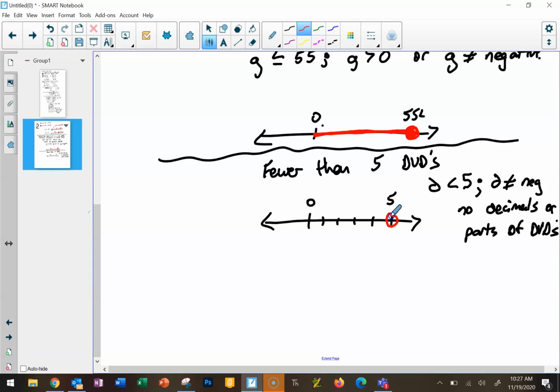Not perfect, but okay. So what are our options in this case if D is less than 5? It doesn't include 5, so I'd have to circle that without filling it in. But it's possible that I could have 4 DVDs. It's possible I could have 3 DVDs, 2 DVDs, 1 DVD. And I guess it's even possible that I would have 0 DVDs. So that would be an example of discrete data.